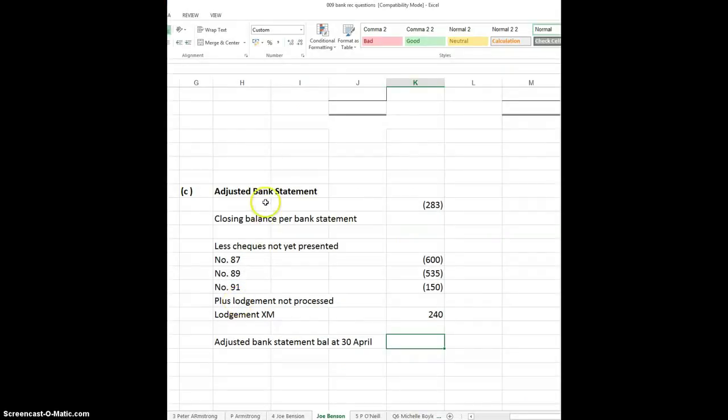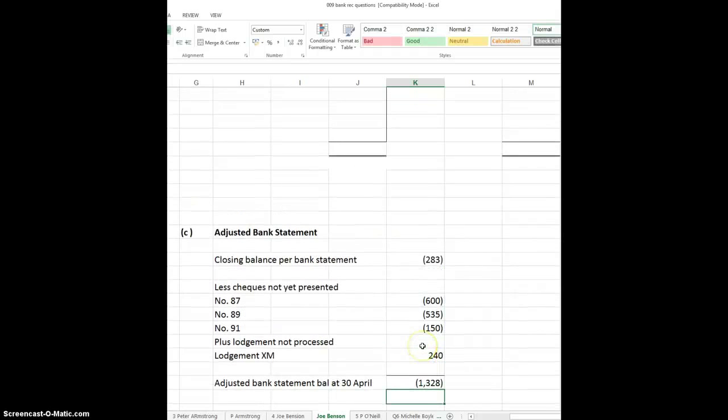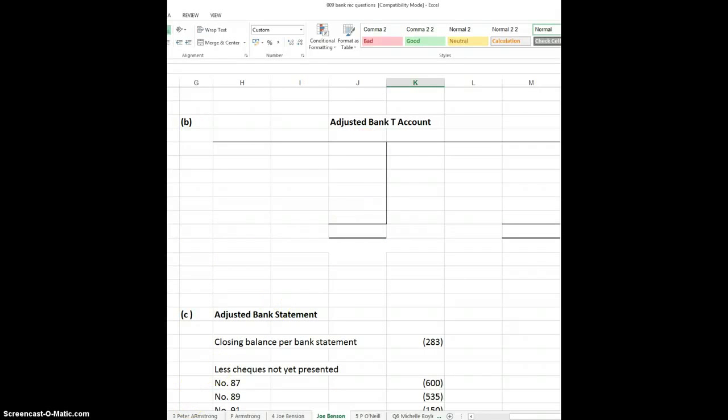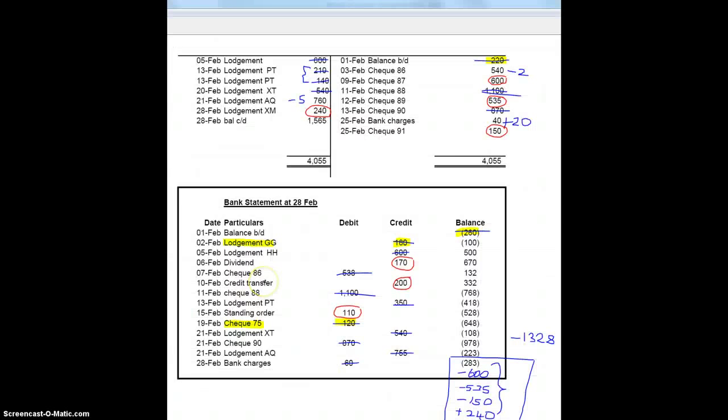Just write the headings in, and it's always going to be closing balance per bank statement, which here is 283, minus less checks not yet presented, so there could be 2 or 3 or 5, you just list them down, they're always minuses, and lodgement not processed gets in there, and then we just add them up and we get 1328, and that's the adjusted bank statement. And now we adjust the bank T account, and that is relatively simple as well.